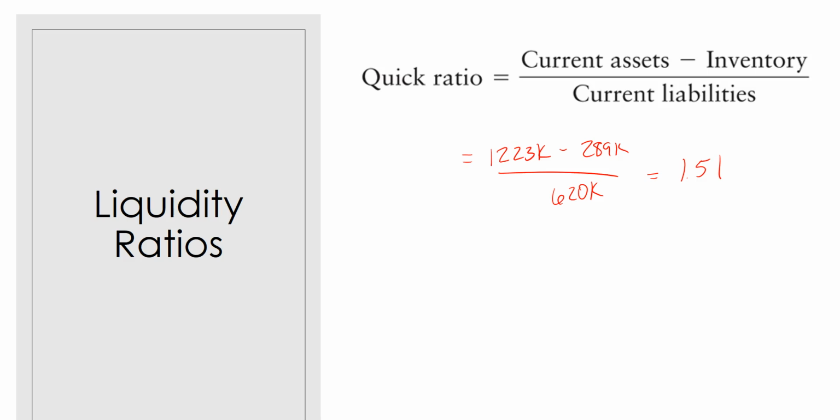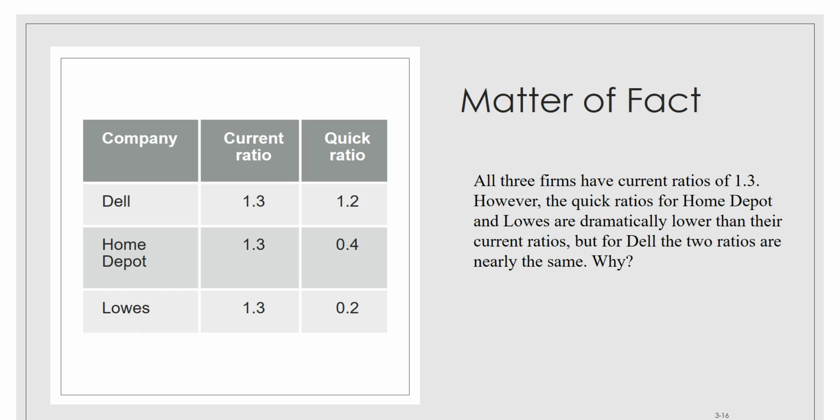The same rules apply to the quick ratio as did the current ratio. A number greater than 1 is good. So high is better. The higher it is, the better it is, up to a point. At some point, that means that the company's hoarding cash. And here is an illustration of that.